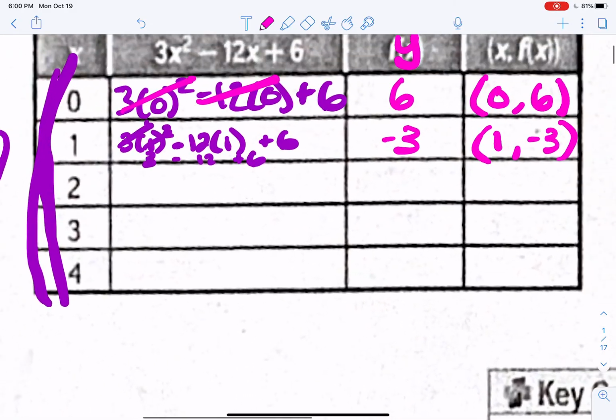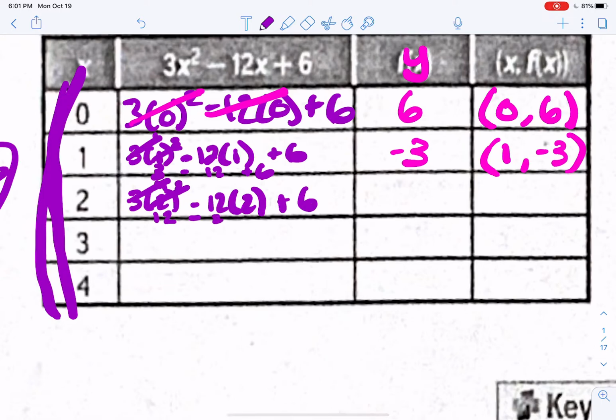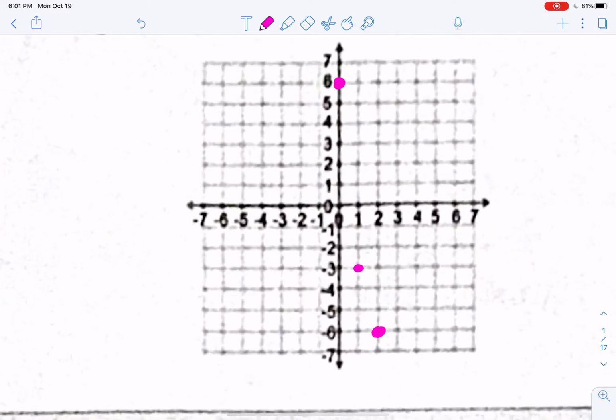All right, next one, we're going to plug in 2. 3 times 2 squared minus 12 times 2 plus 6. 2 squared is 4. 4 times 3 is 12. Minus 12 times 2 is 24, plus 6. 12 minus 24 is negative 12, plus 6 is negative 6. Let me add that again in my head. Negative 12 plus 6. Yep, negative 6. So I have the point (2, -6). And we're going to plot it over here, (2, -6).